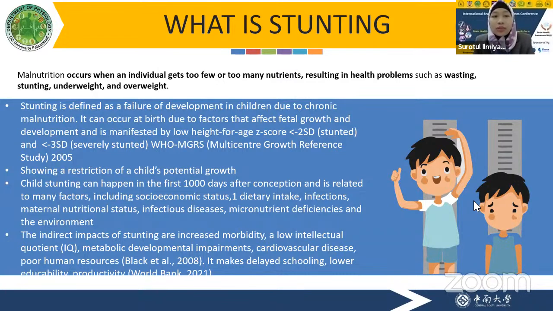Stunting also shows a restriction of a child's potential growth. It happens in the first 1,000 days after conception. The indirect impacts of stunting are increased morbidity, low intelligence quotient or IQ, and metabolic development impairment, and it has an impact on cardiovascular disease and poor human resources. It can cause delay of schooling and low IQ for the children and low productivity in adults. As we see in this picture, stunted children usually grow slowly, and it makes the body become short.